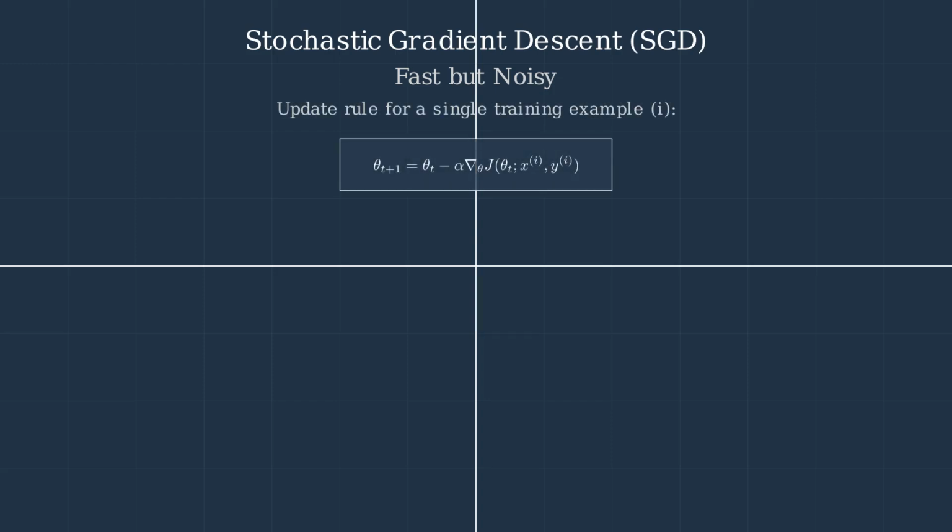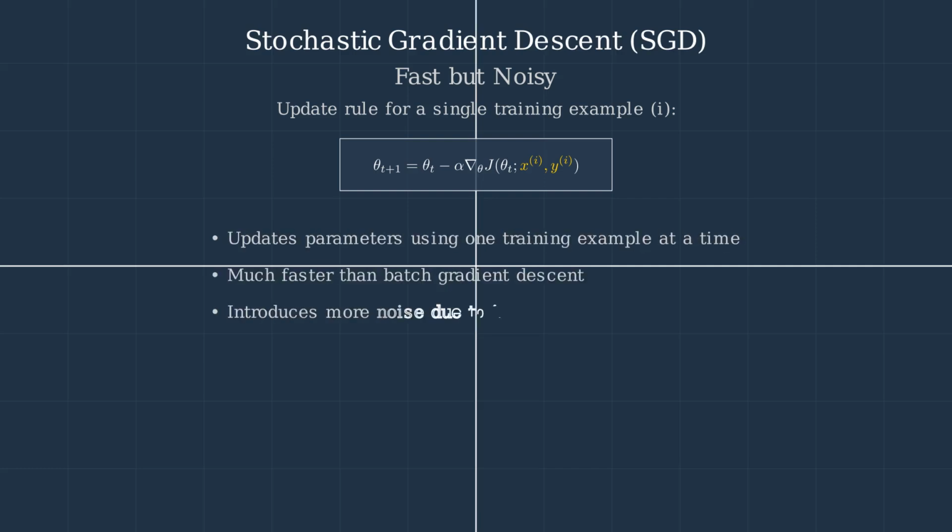Stochastic gradient descent, or SGD, is a variation of gradient descent that processes just one training example at a time. Unlike batch gradient descent, which uses the entire dataset for each update, SGD computes the gradient using just a single training example. The update rule shown here adjusts parameters theta using the gradient computed from just one data point at each iteration. This approach has several key characteristics.